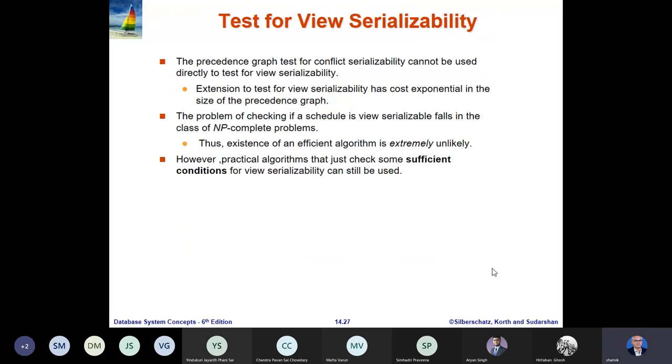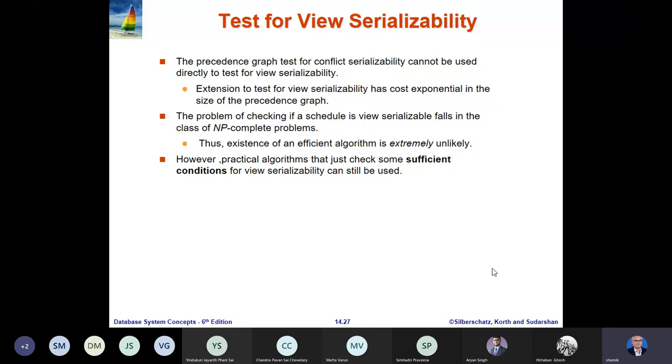Okay. Now the problem is that determining whether any schedule is view serializable is an NP-complete problem. So for any given schedule, determining whether it is view serializable is not likely to be in polynomial time, unless P equals NP. So you are not likely to have an efficient algorithm for determining this.